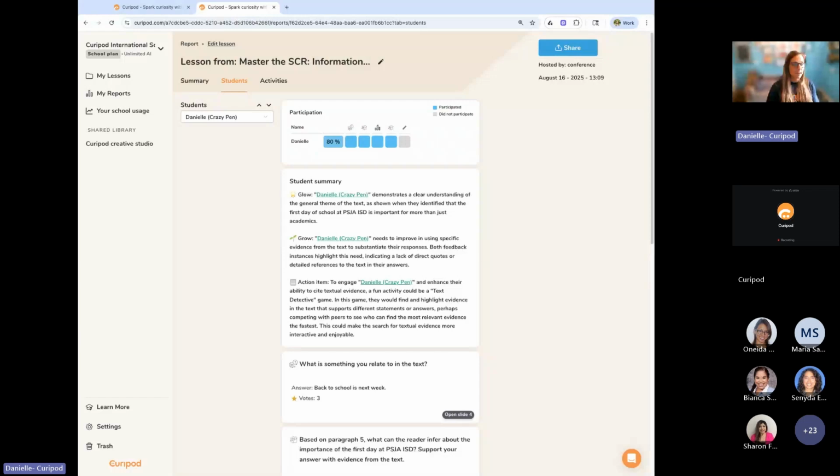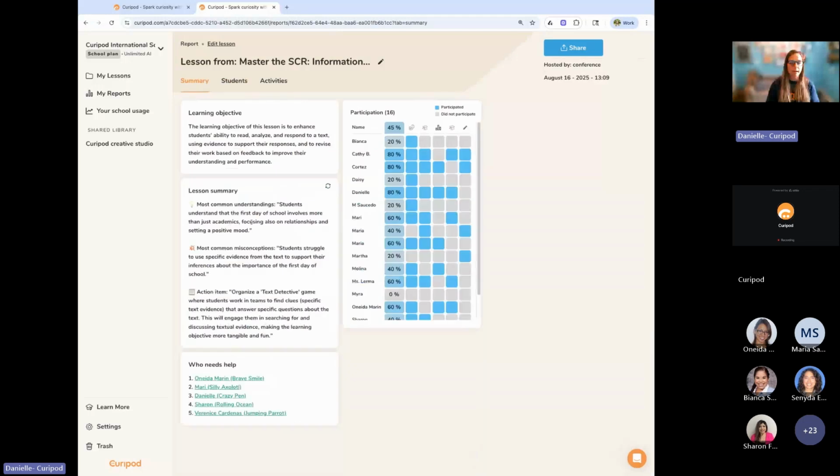But what if you notice, as we notice in this summary, that all the students are having trouble with this? The majority. I see that there's a gap. Here's the wonderful thing about Curipod: I've identified this gap, and now how can I close this gap? Am I going to wait a couple of weeks to close this gap? No, I can immediately create a lesson for tomorrow to help support my students. So I'm going to show you how you do that.